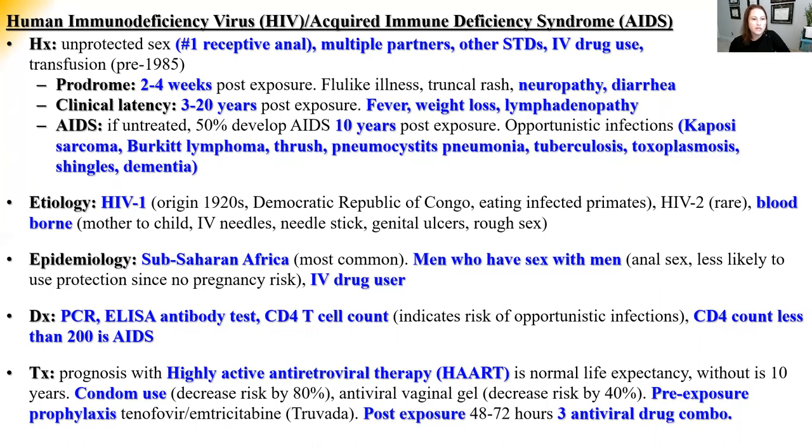Other things in the history, look for multiple sexual partners that are unprotected, other STDs, IV drug use, transfusions prior to 1985 because we didn't screen for that. That's not going to be probably in the question. There's three phases of this.